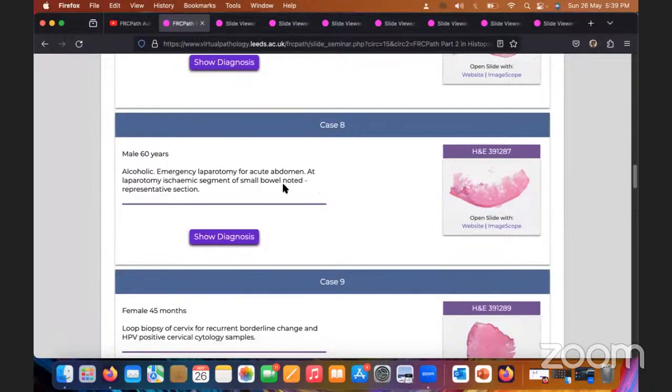Okay. Case number 8 is a 60-year-old male patient with a history of alcoholism, and he underwent emergency laparotomy for acute abdomen. So at laparotomy, there was an ischemic segment of the small bowel which was resected out.